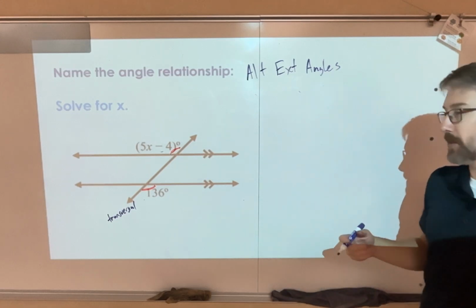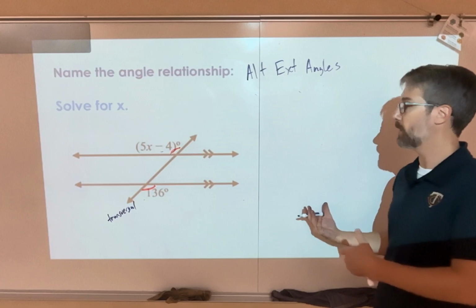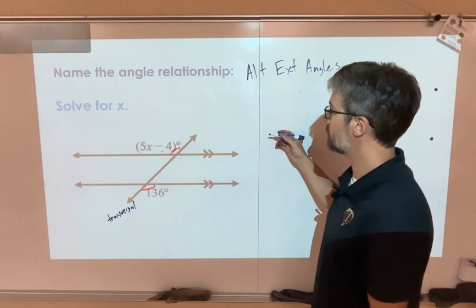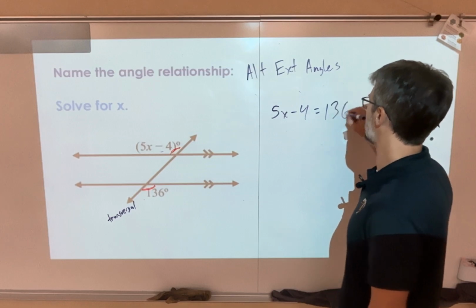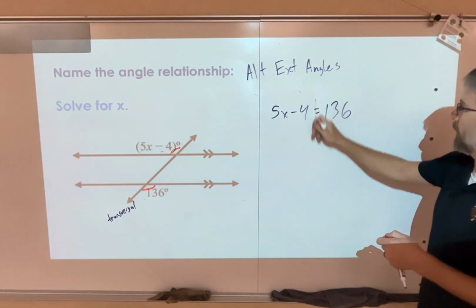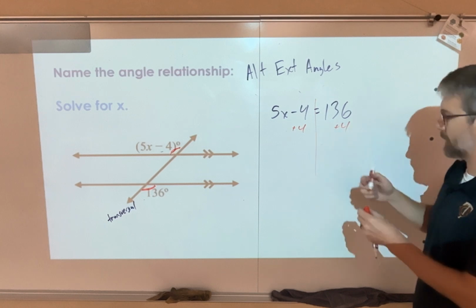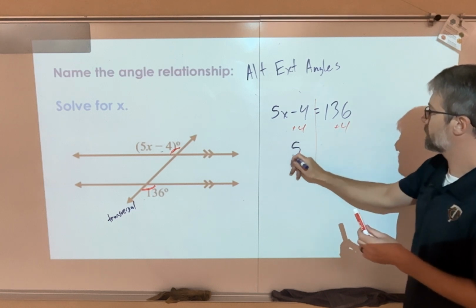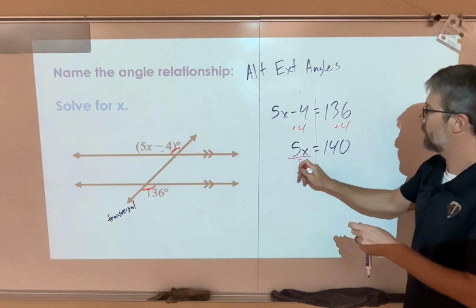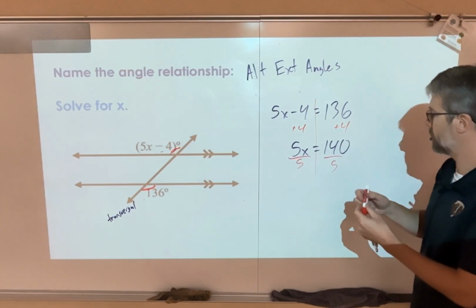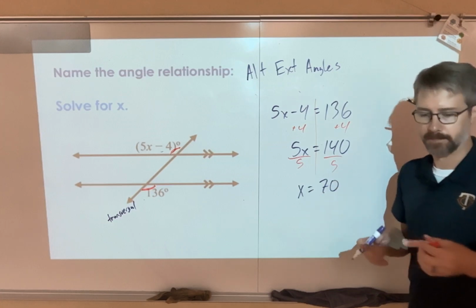So solving for x, we need to know that relationship. Are they supplementary? Do they add to 180? Or are they equal to one another? Opposite exteriors are equal, so we can do 5x minus 4 equals 136, and then solve for x. So we'll add the 4 to both sides. That will leave us with 5x equals 140. And then we can divide both sides by 5, and we will get that x is equal to 70.